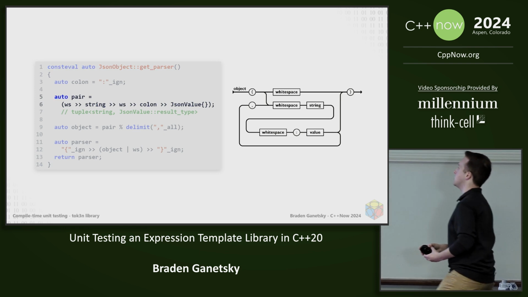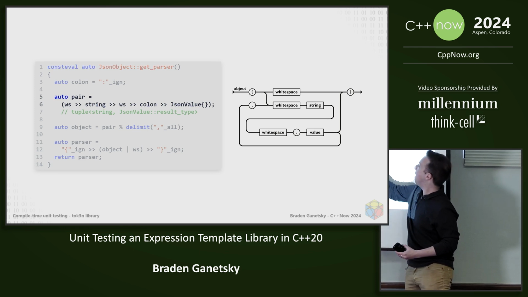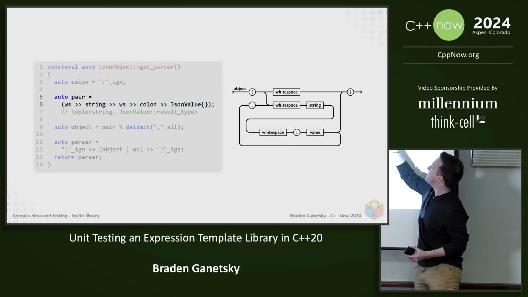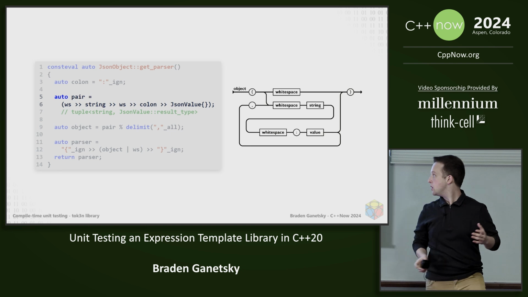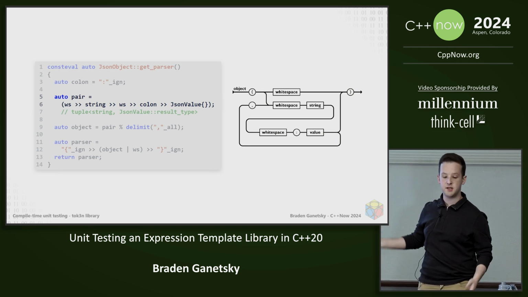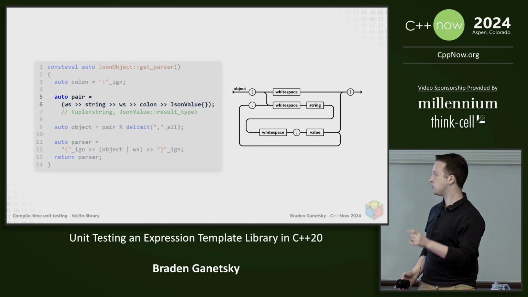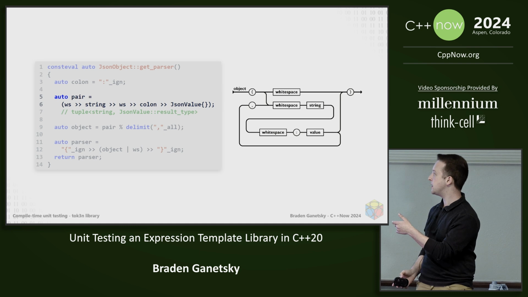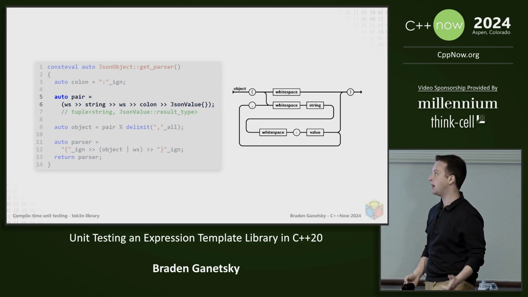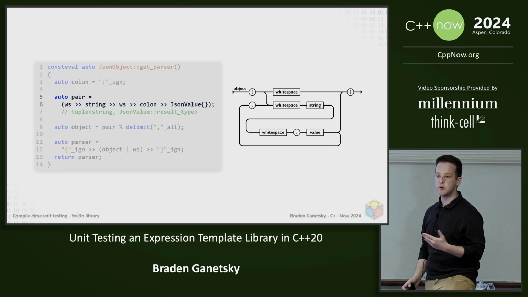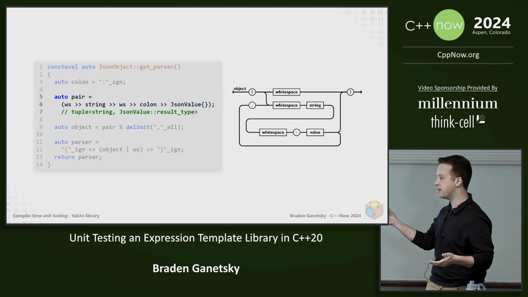So right here, this pair, I'm calling it a pair: white space and then a string and then white space and then colon and then a value. So I'm just reading that, and I'm putting that into my library. It's white space followed by a string and then white space and then colon and then a value, and that's it. But because white space is an ignored parser, and because colon is an ignored parser, the result type actually ends up being a tuple of two things.